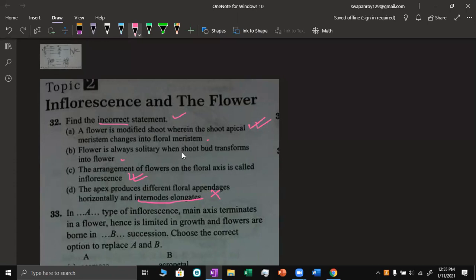The shoot bud transforms into a flower that forms the single flower. Okay, so this one is wrong, because in the flower the internodes are not long, the internodes are very short.